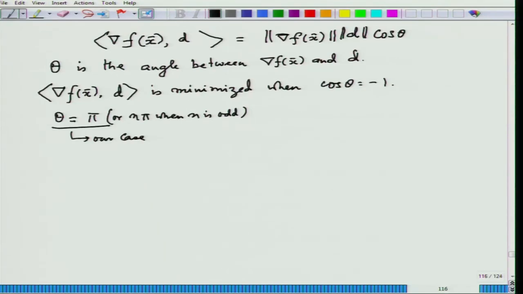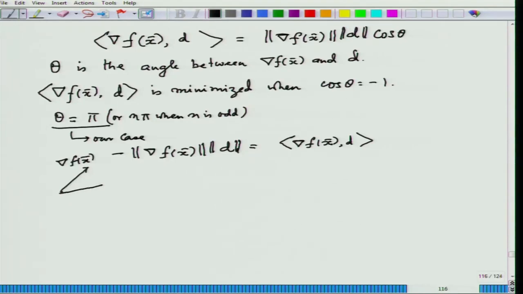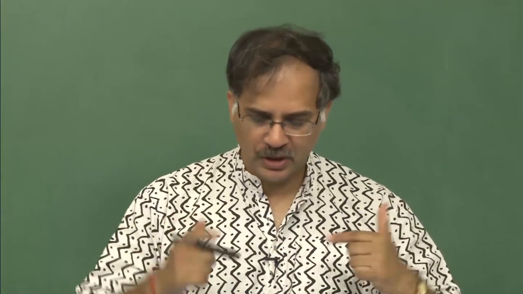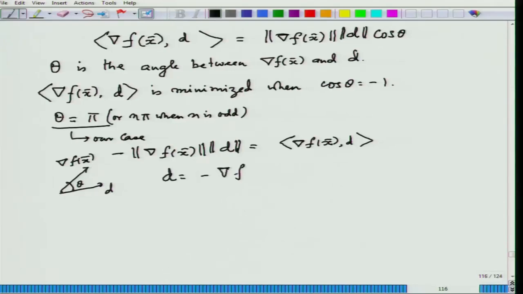Now, what would then be the value? The norm of grad f x bar times the norm of d, into minus 1, is equal to grad f x bar d. So, what should be d? Because theta is equal to pi, we have two vectors, grad f x bar and d, and the angle is pi, so grad f x bar and d are in opposite directions. So, d is the negative of grad f x bar. That is the required d for which this functional value would be minimized, and this would be the value.